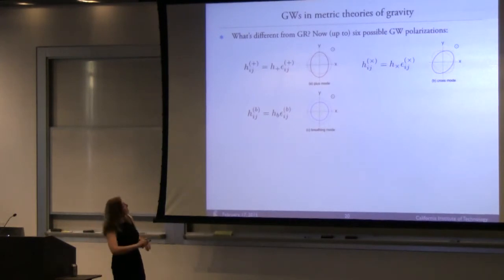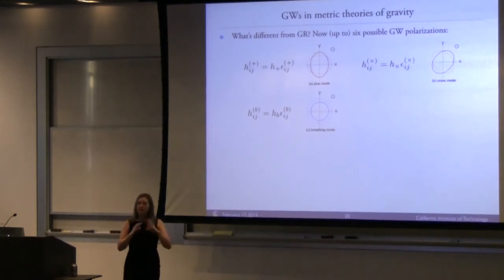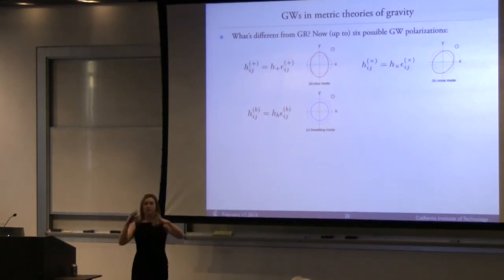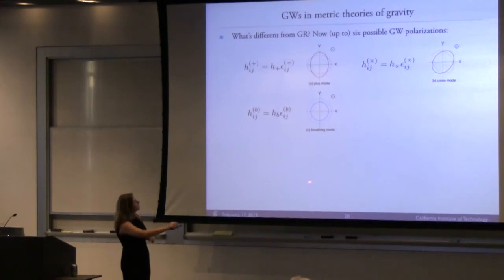This figure here, these little rings, shows you the effect of a gravitational wave passing through a ring of matter. For example, the plus and cross modes right here are the two gravitational wave polarization modes allowed in general relativity. And what this figure is showing you is that as the gravitational wave is propagating out of the board towards you, you get that traditional stretching and squeezing motion. Down here, I've got this breathing mode.